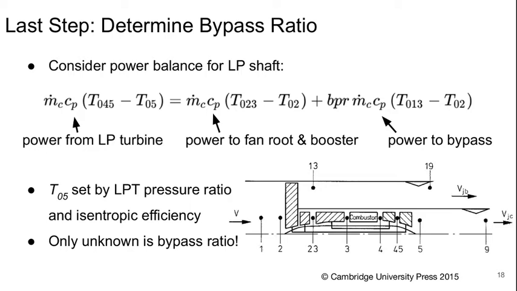If we look at the power balance for the low pressure shaft, we have a contribution from the power from the low pressure turbine, and that's got to equal the power to the fan root and the booster, and the power to the bypass stream. Then T05 is basically set by the low pressure turbine pressure ratio as well as its isentropic efficiency. So the only unknown here is the bypass ratio, BPR.